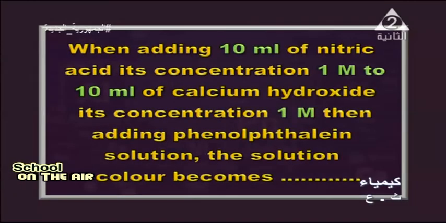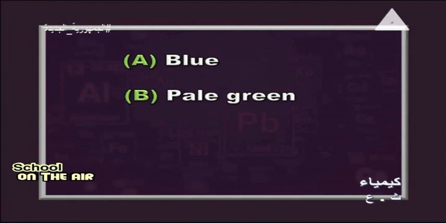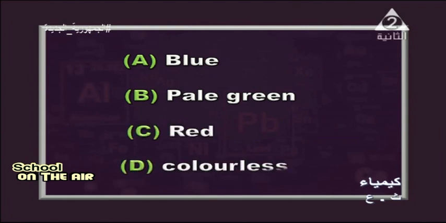So let us start. Next, when adding 10 milliliter of nitric acid, its concentration 1 molar, to 10 milliliter of calcium hydroxide, its concentration is 1 molar, then adding phenolphthalein solution, the solution color becomes what? Blue, pale green, red, or colorless? If you think about the answer, it will be red color.